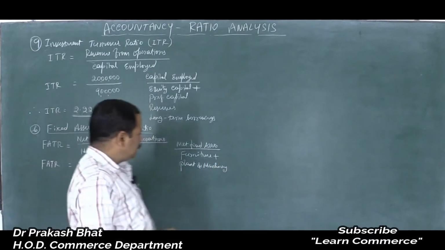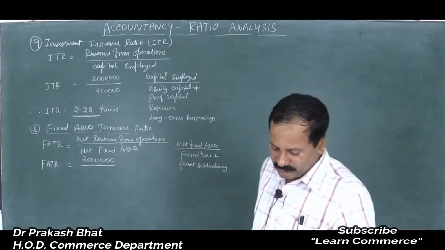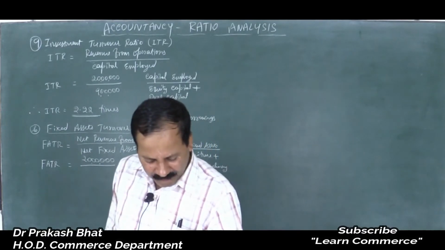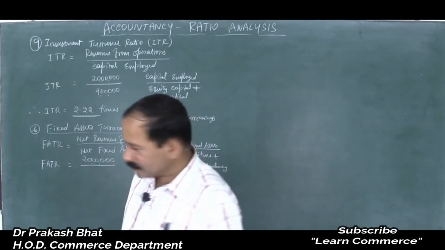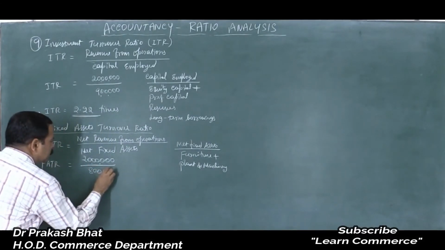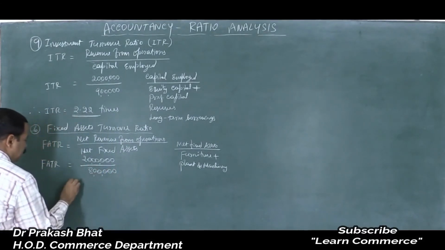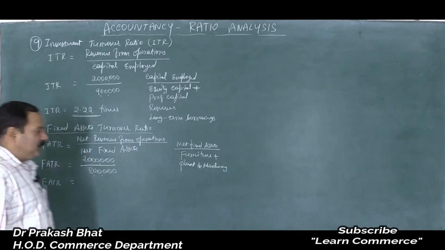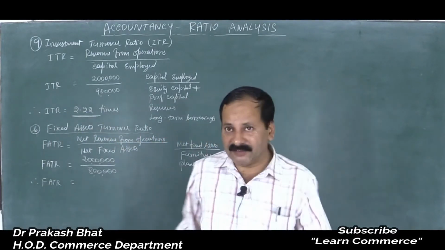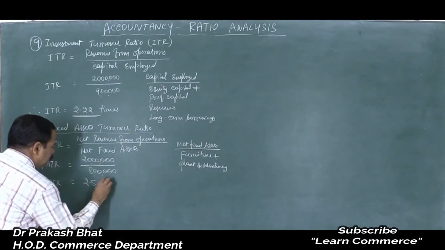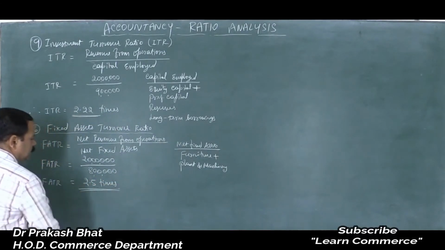Yes, add it together and write the amount. That is 8 lakh. Furniture is 5 lakh and plant and machinery 3 lakh. Total 8 lakh. Write it. Now find out the final answer. Therefore, FATR, fixed assets turnover ratio, is equal to 2.5 times. Yes, that's all.